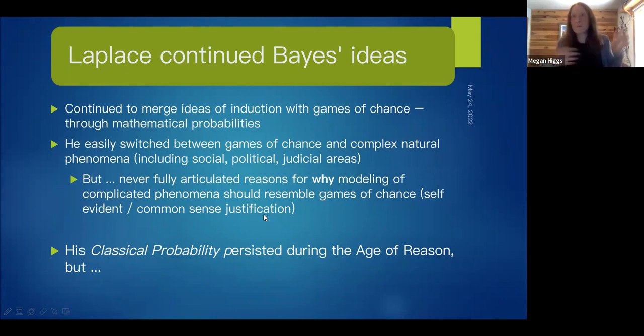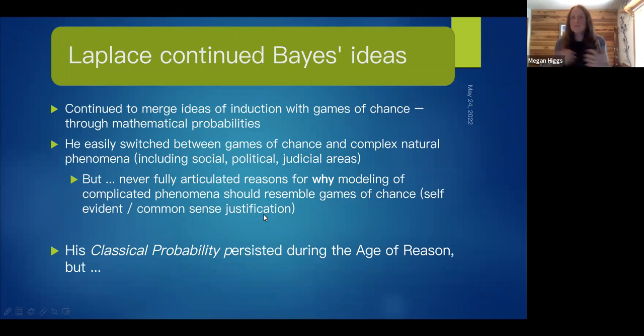He was just going back and forth with the use of probability, but according to historians and philosophers, he never really fully articulated the reasons why that was okay. Why can you model complicated phenomena as if they just represent games of chance? What are we losing in that? And what are the limitations of that? He really just gave these justifications of, oh, it's self-evident and it's common sense. Those were really what his justifications were.